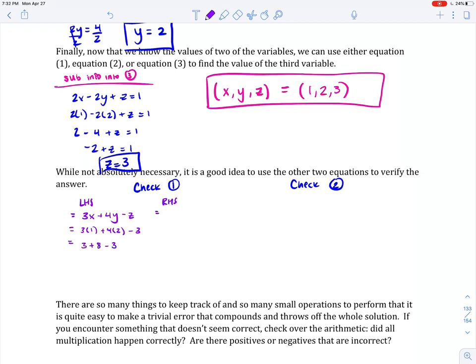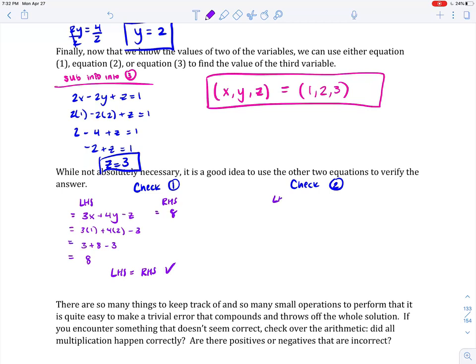And when I plug in my points, I have 3 times 1 plus 4 times 2 minus 3. And I get 3 plus 8 minus 3, and I get 8. On my right-hand side of that equation, I just have 8. And my left-hand side is, in fact, equal to my right-hand side. So I know that point is at very minimum a solution to my equation 1.